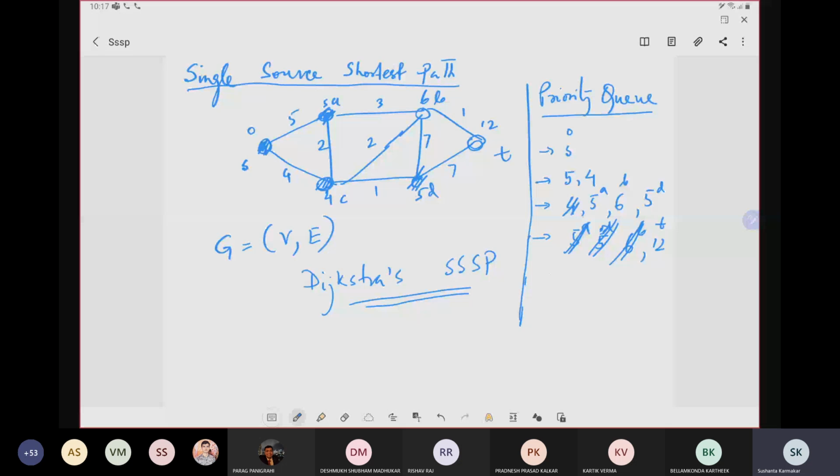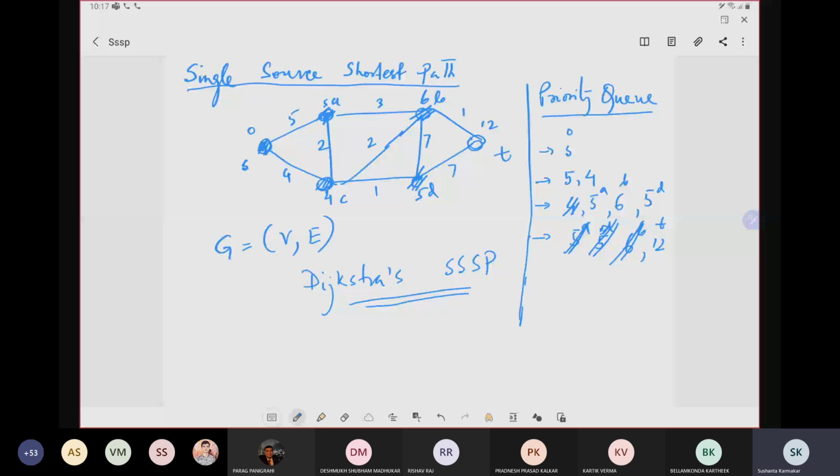And from 6, I make this visited. And from 6, I try to update the distance of unvisited neighbors. So it has one neighbor, T, that is unvisited, and currently at a distance of 12. And this B is at a distance 6. So 6 plus 1, that is 7. 7 is definitely smaller than 12. So this updates this distance to 7.